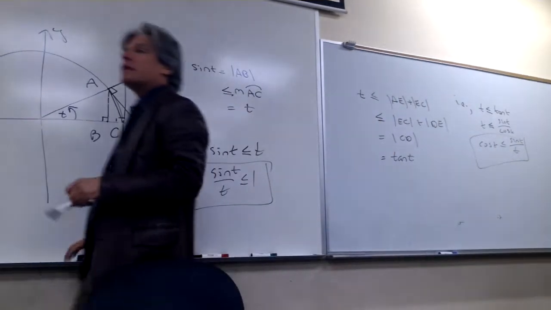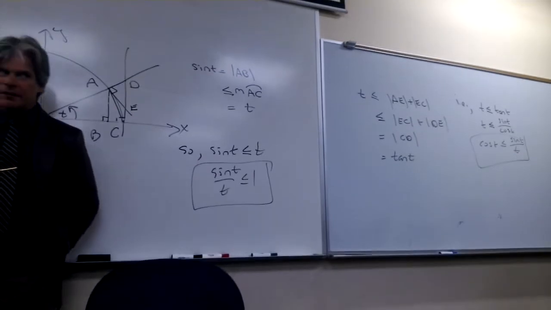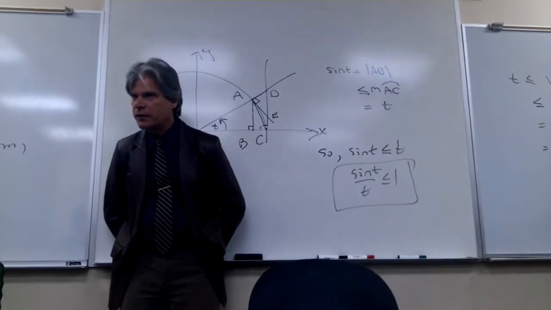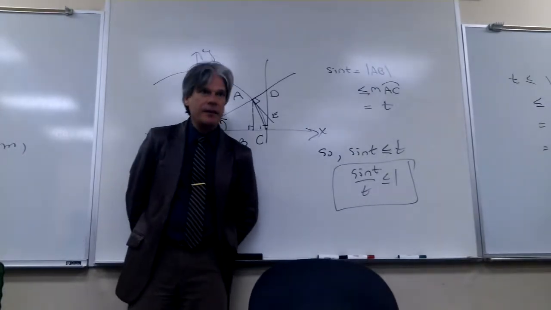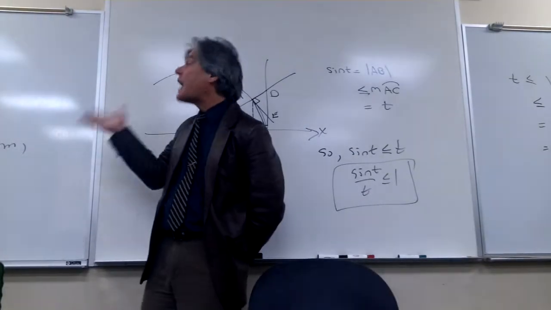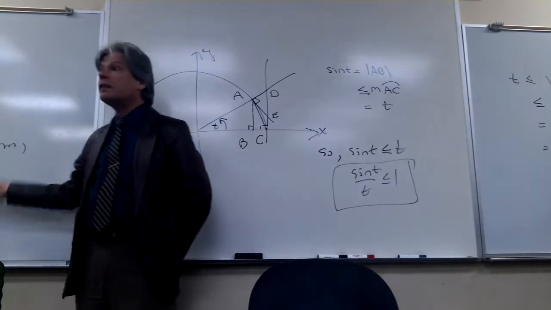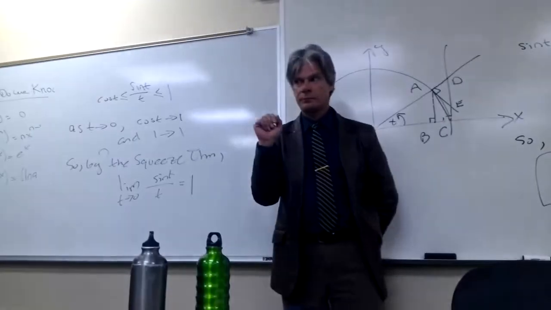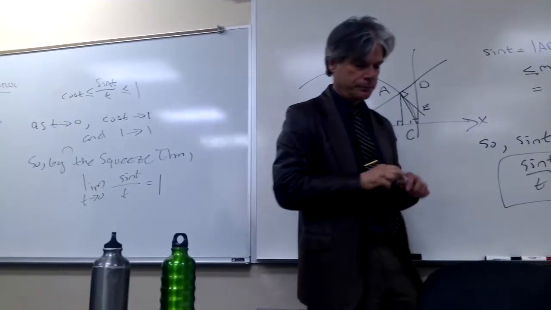The reason why I'm doing this is I need to come into class on Wednesday night and start differentiating trigonometric functions. And for me to be able to do that, I need to be able to evaluate this limit, and I've just established a result that the limit of this fraction is equal to 1 as T goes to 0. That's the fundamental key. I'll exploit that next time.